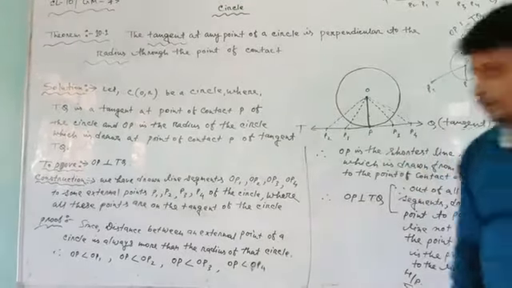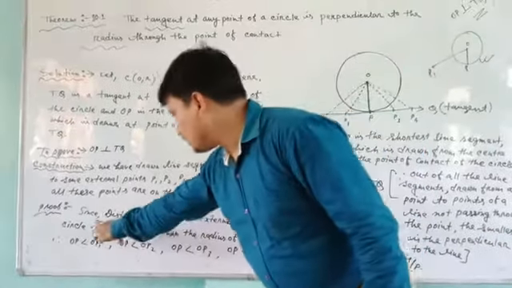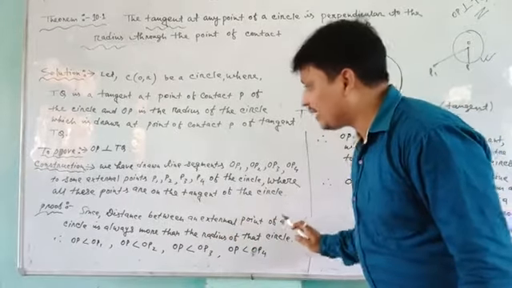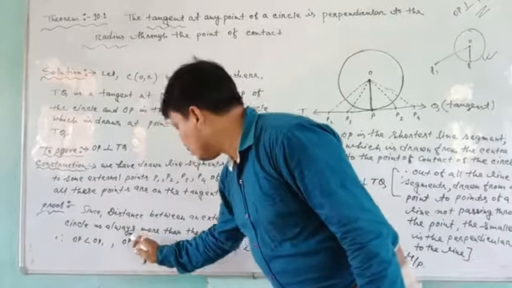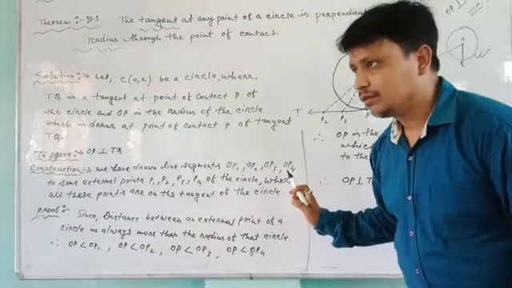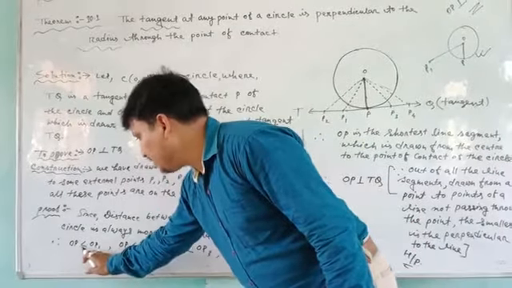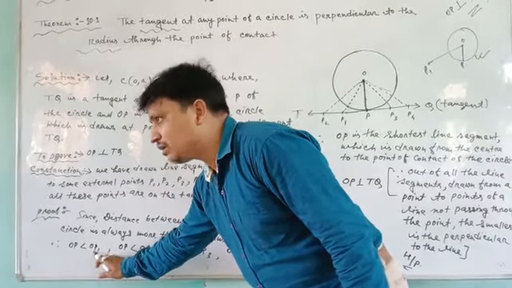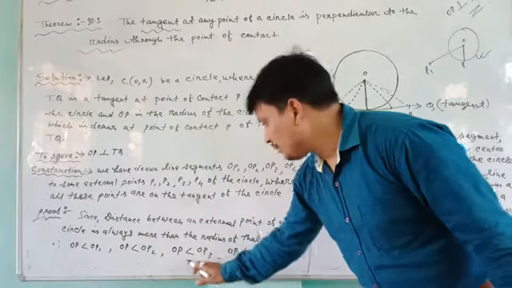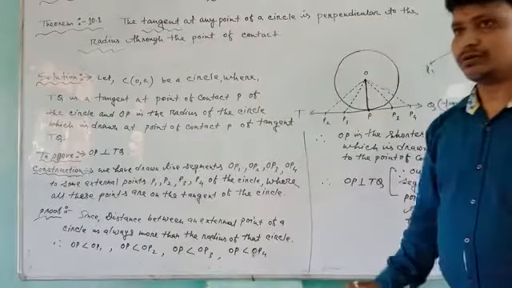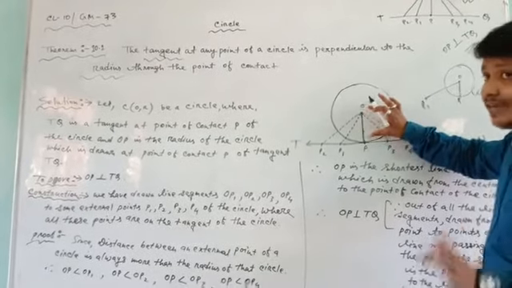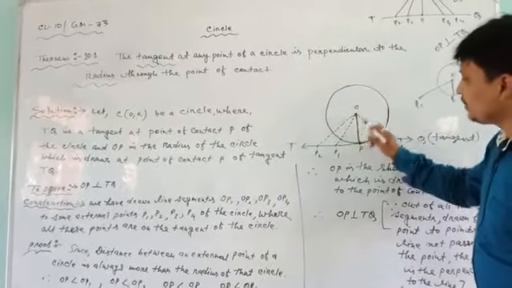How is it written, just you see. Proof. Since the distance between an external point of a circle and its center is always more than the radius of that circle, we can write OP is less than, OP distance is less than what? OP1, OP distance is less than OP2, OP less than OP3, OP less than OP4. That means this OP distance, which is the radius, is less than the other distances.